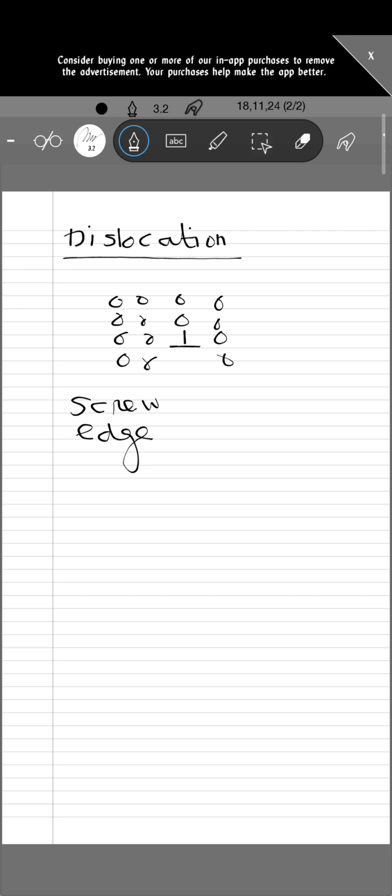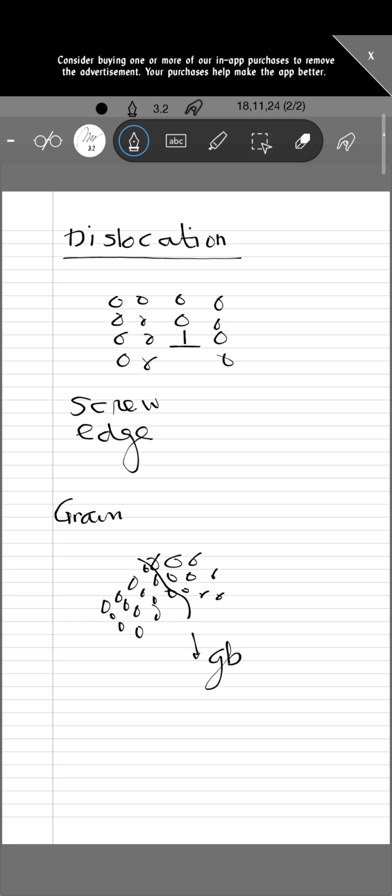So apart from that, grain boundary is also considered to be a dislocation. Means you have atoms arranged in some orientation in one grain, and adjacent to it is another grain where the atomic orientation is different. So this is the grain boundary. So this is also considered to be a defect.